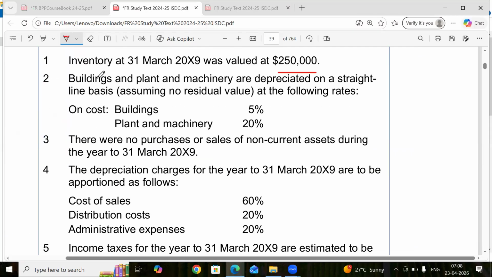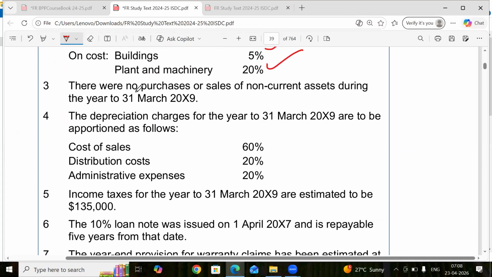They are saying building and plant and machinery are to be depreciated on a straight line basis, assuming no scrap value, at the following rates on cost. Building 5%, plant and machinery 20%. There were no purchases or sales of non-current assets during the year.